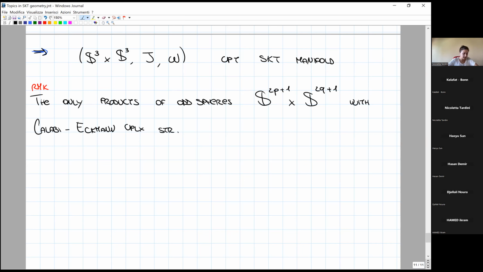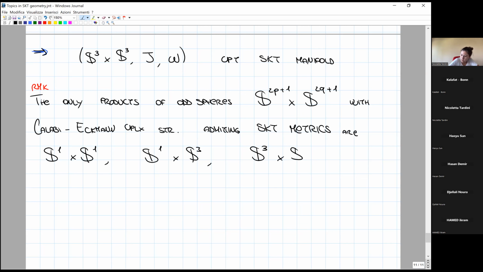So on products of odd spheres, the only products of odd spheres admitting SKT metrics are S1 times S1, S1 times S3, and S3 times S3. So actually the example that I just showed you is a very special example, because the only products of odd spheres where you can have SKT metrics are these. So the first one, S1 times S1, is the torus, it's Kähler. S1 times S3 is the Hopf surface. So it's a surface. So SKT equals Gauduchon, right? SKT metric always exists in this case.